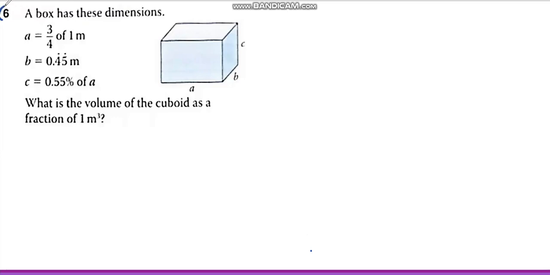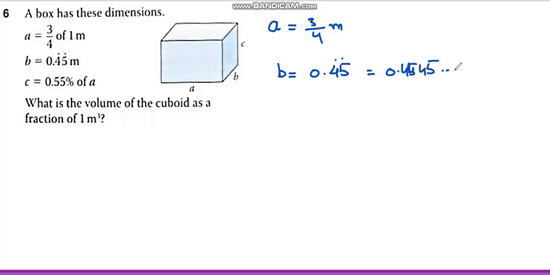In question number 6, it says a box has 3 dimensions and all 3 dimensions are given and we have to find the volume. So let's write the dimensions in their proper form. A is 3/4 of a meter, and B is a recurring decimal, 0.45, written in dot notation. We can also write it as 0.454545 and so on.